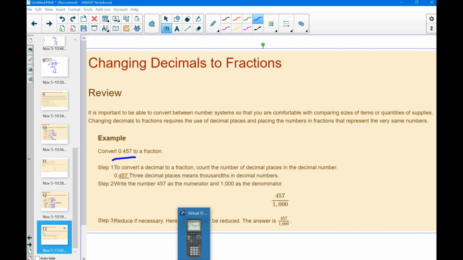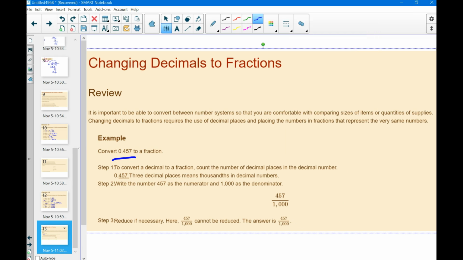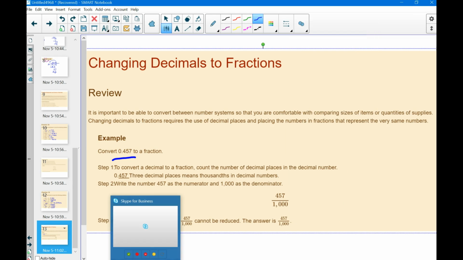And that's the same number, because in a calculator, if I did 475 divided by 1,000, that's the fraction part. If I hit enter, I get the decimal part. Are we cool with that?